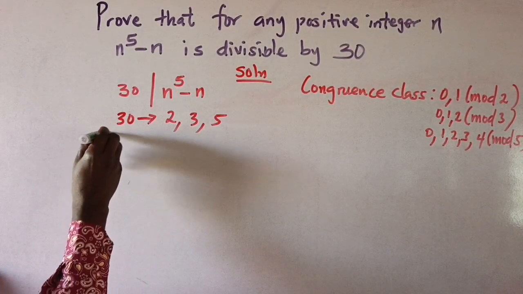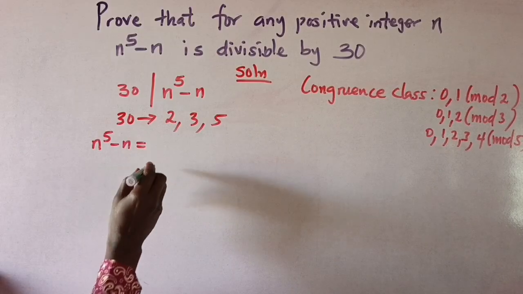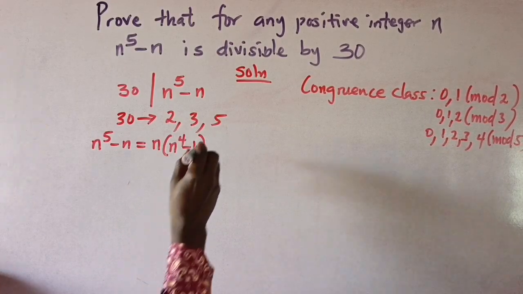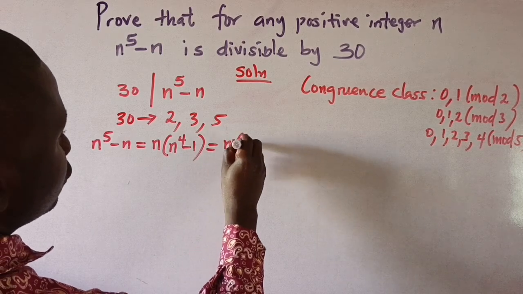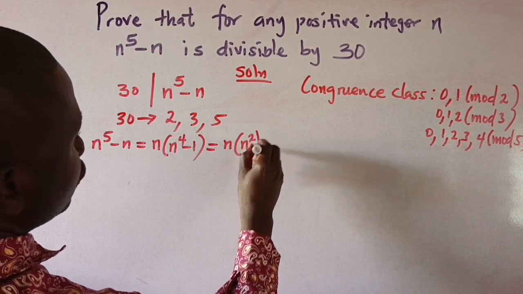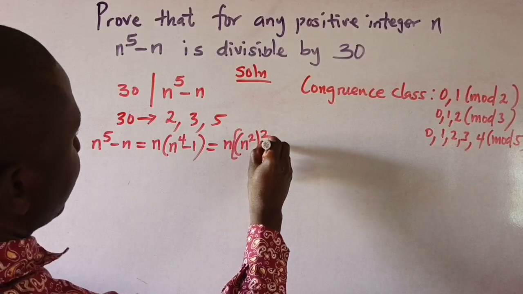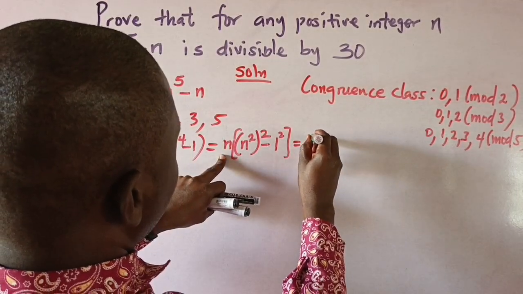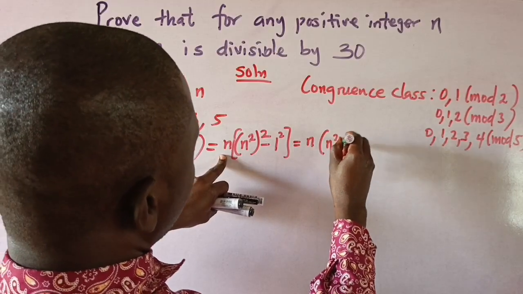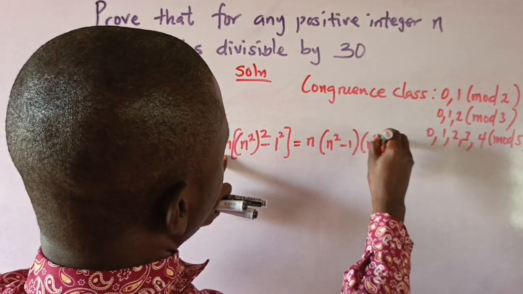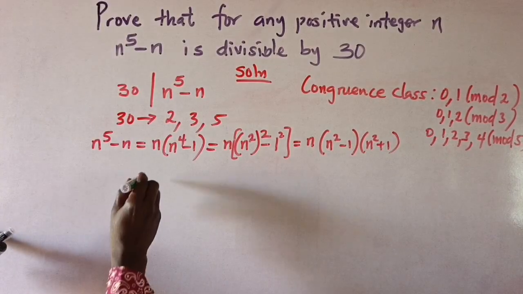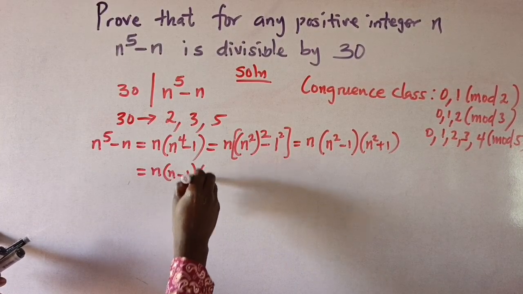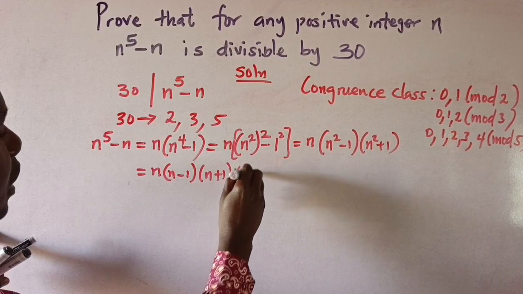Then we have n raised to power 5 minus n, which can be factorized with n as a common factor. We have n into n raised to power 4 minus 1, which equals n into n squared, squared, minus 1 squared. Using knowledge of difference of two squares, we have n into n squared minus 1, then n squared plus 1. So this can be factorized further. We have n into n minus 1, then n plus 1, then n squared plus 1.